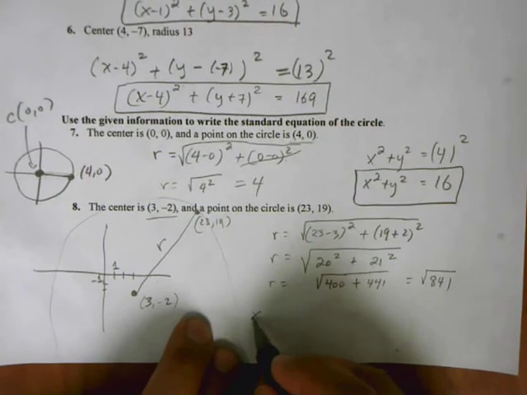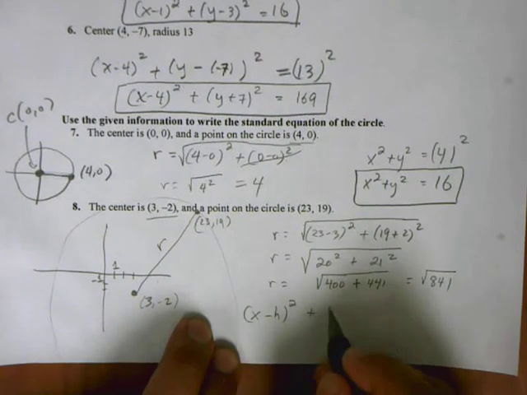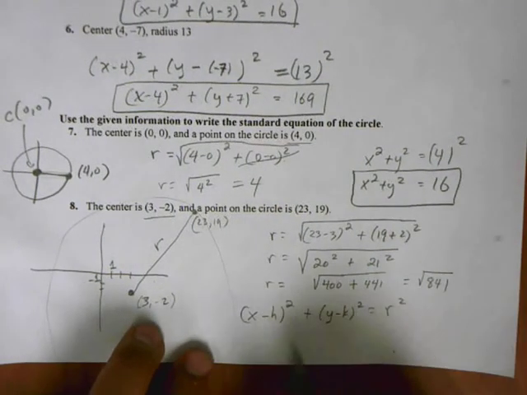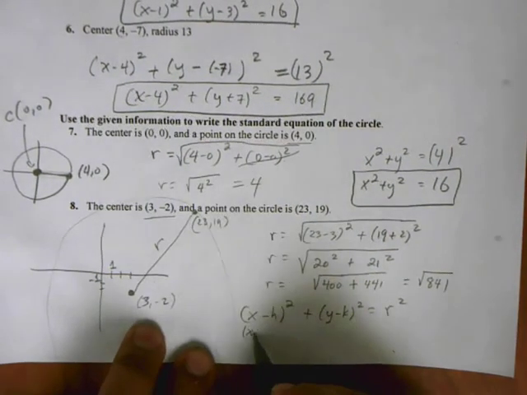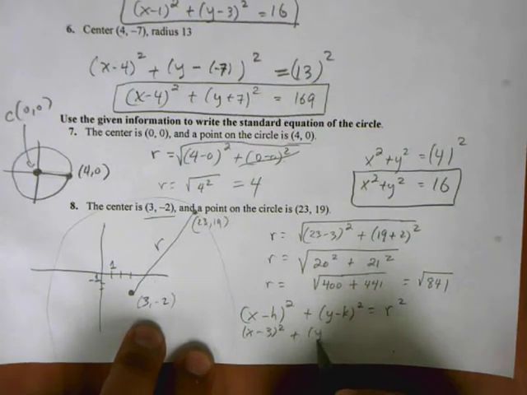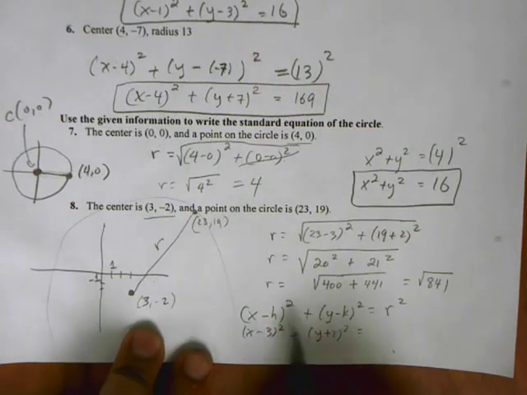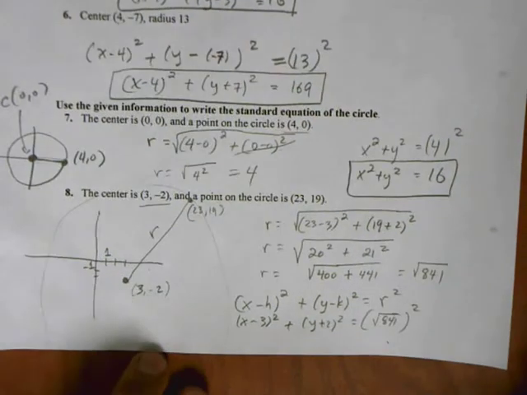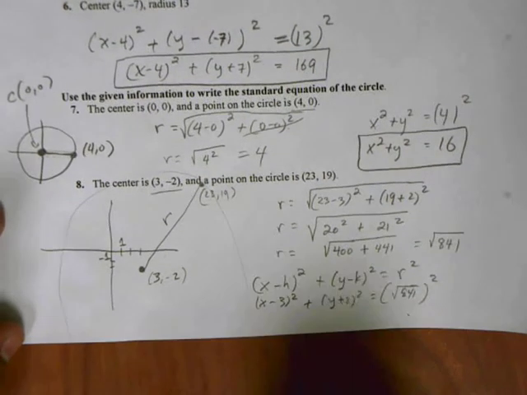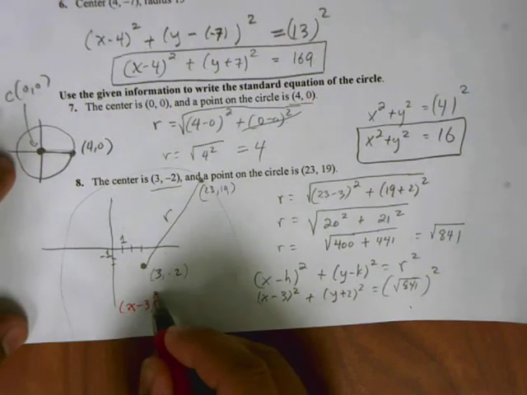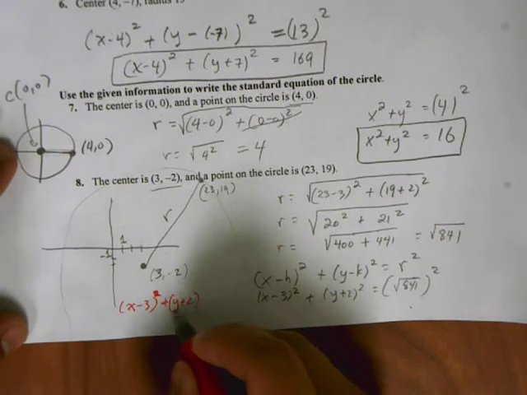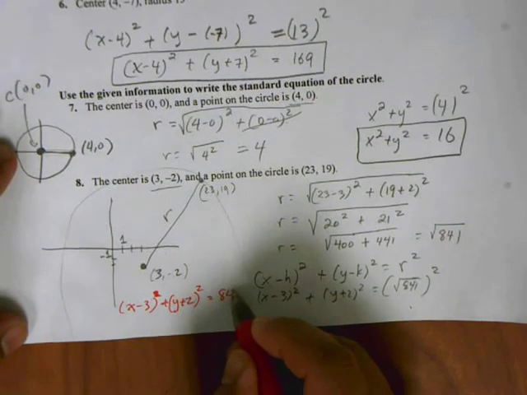So the equation that we use for the circle again is x minus h squared plus y minus k squared equals r squared. And I know that h in this case is 3, so it's x minus 3 squared plus y minus -2, or plus 2 squared, is equal to r squared. But I know that r is the square root of 841 quantity squared. So to simplify and give our final answer, x minus 3 squared plus y plus 2 quantity squared is equal to 841.